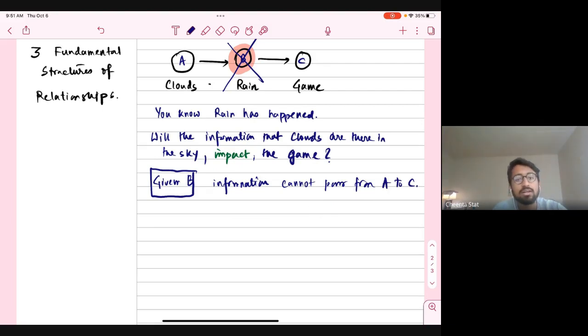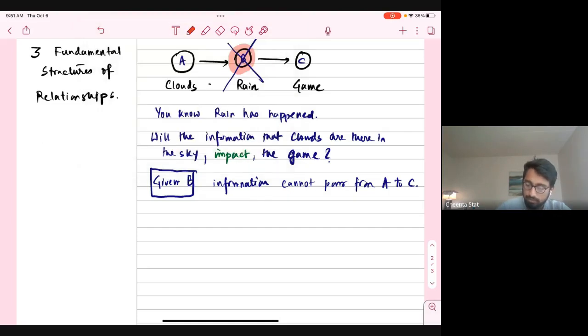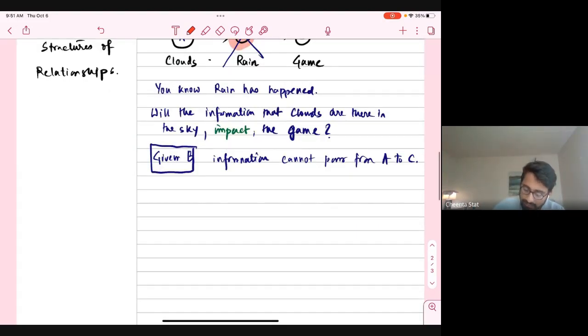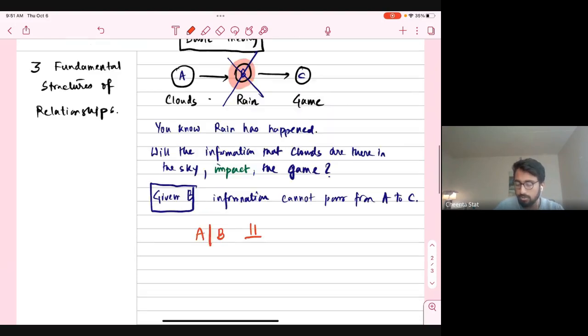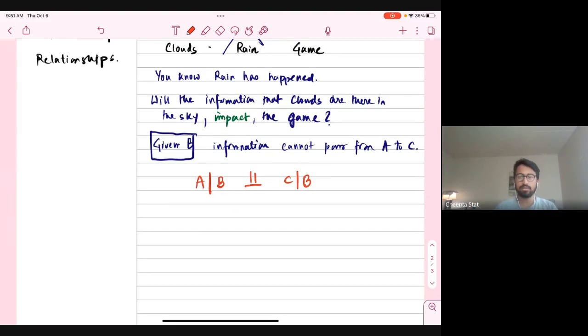Did you understand the idea? Swati, did you understand? And Anamitra, I don't know who said yes. Those who said no, they are right. So we say that since A cannot impact C, A given B is independent of C given B, right?